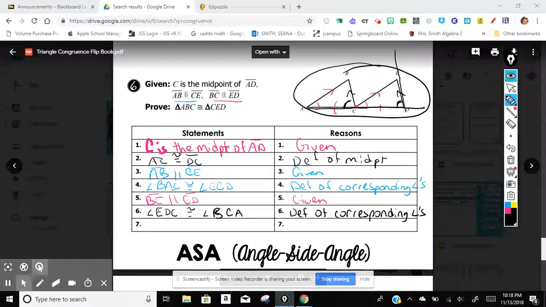All right, so we have actually proved angle, side, angle. So write your proof statement down here. And our reason for it is by angle, side, angle, congruency postulate.